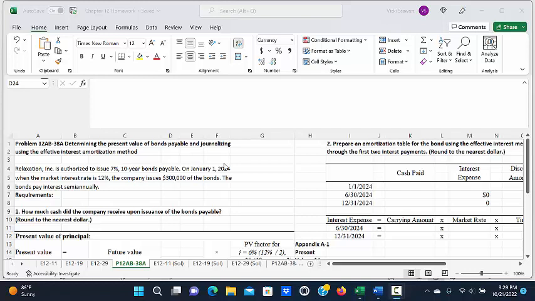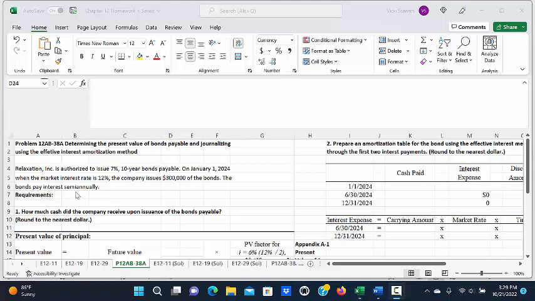This is a demonstration of problem 12AB-38A, determining the present value of bonds payable and journalizing using the effective interest amortization method. Relaxation Inc. is authorized to issue 7% 10-year bonds payable. On January 1st, 2024, when the market interest rate is 12%, the company issues $300,000 of the bonds. The bonds pay interest semi-annually.